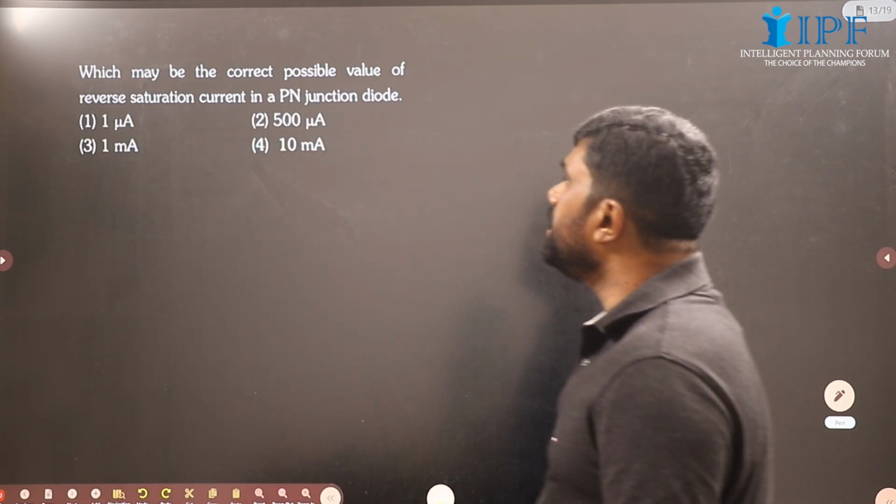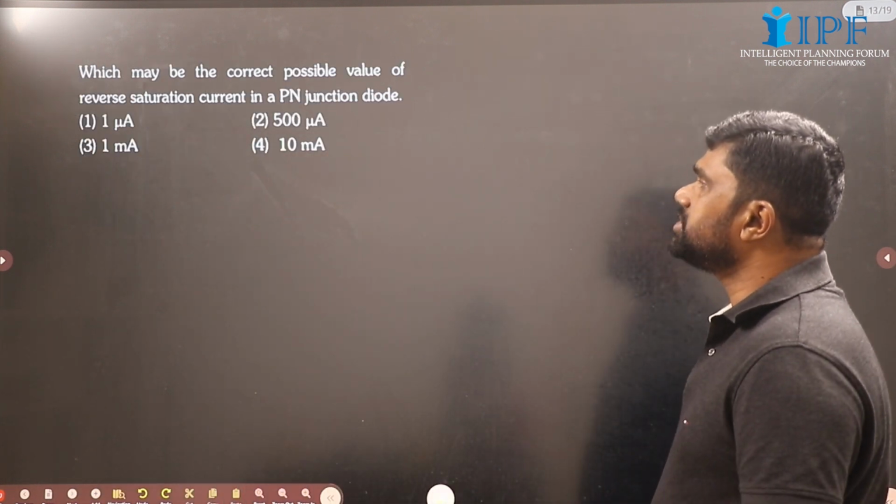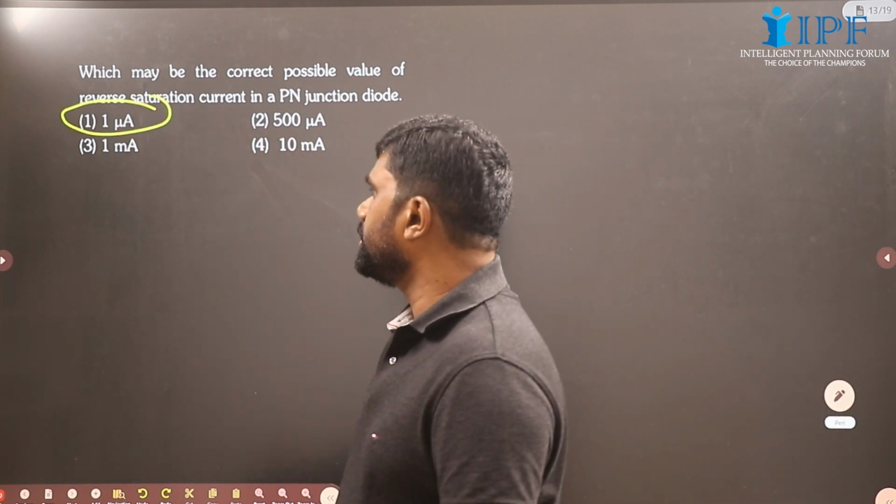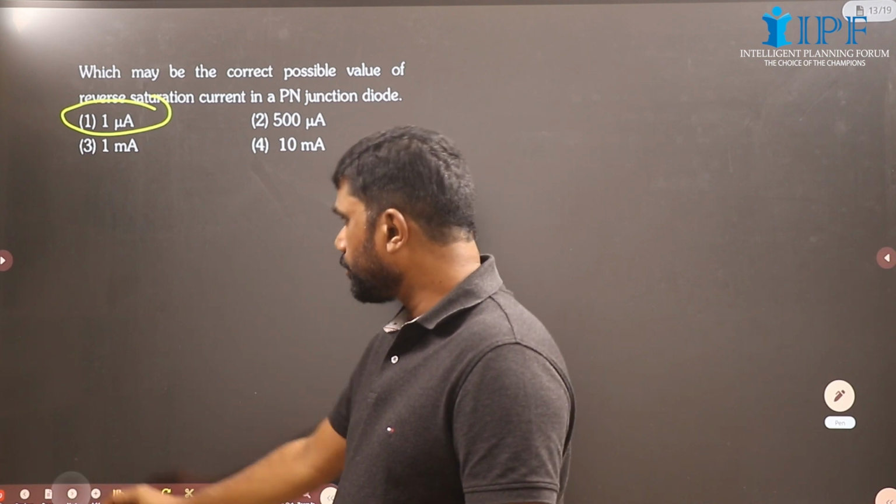Now, which may be the correct possible value of reverse saturation current in a PN junction diode? It is of the order of microamperes. So it must be 1 microampere.